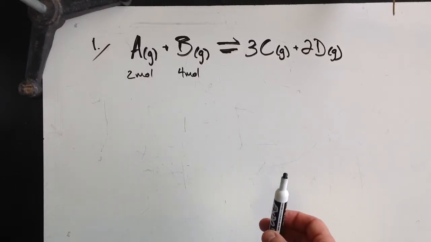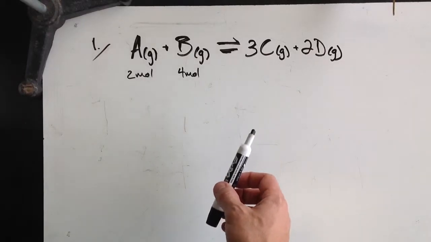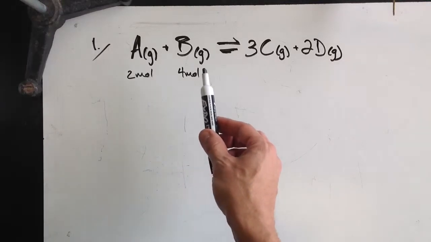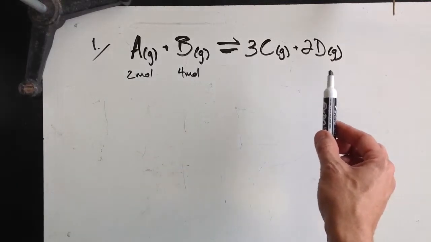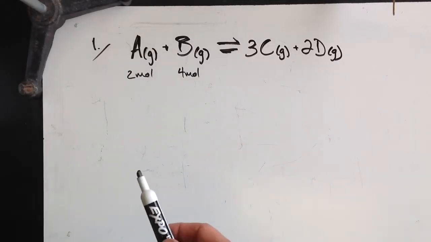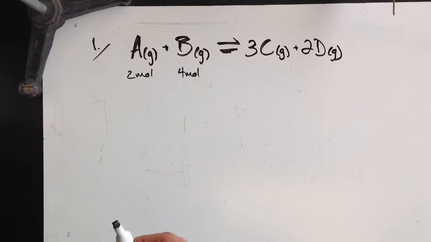It's the first question. It doesn't necessarily mean it's the easiest, and it's got a lot going on in it, and that's why I'm picking it. You can see we just have a generic equation here. We've got A plus B in equilibrium with 3C plus 2D. And they're all gaseous, so we can talk about concentration.